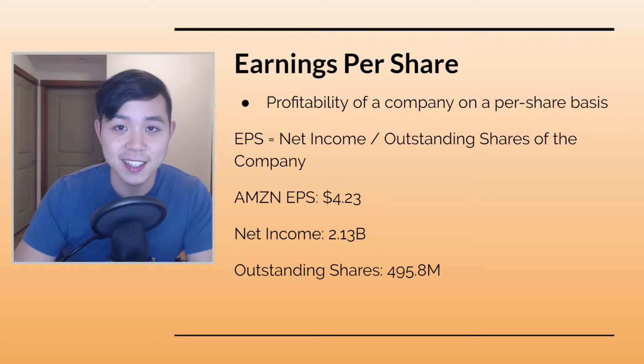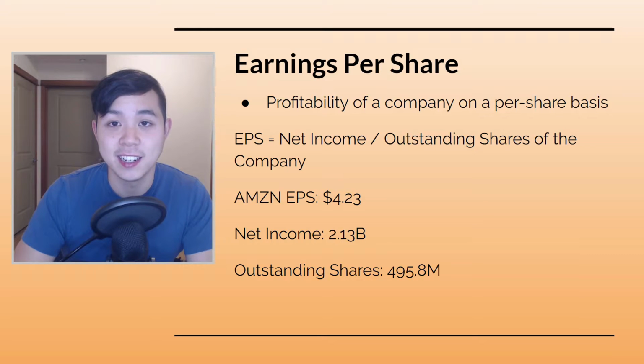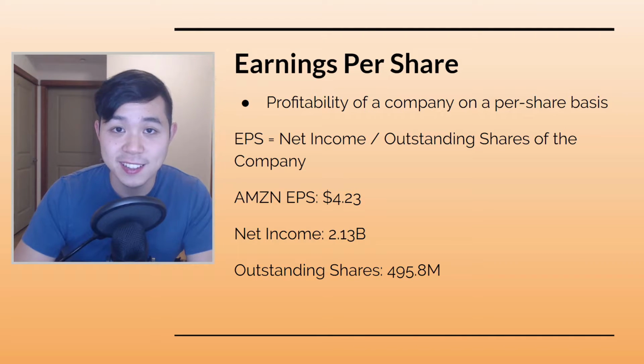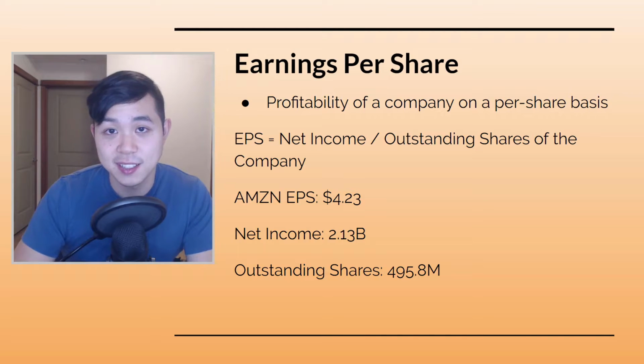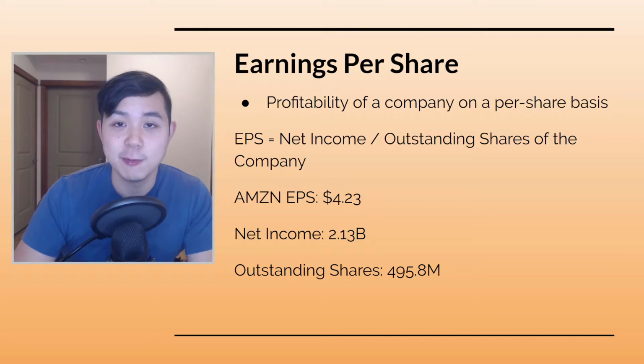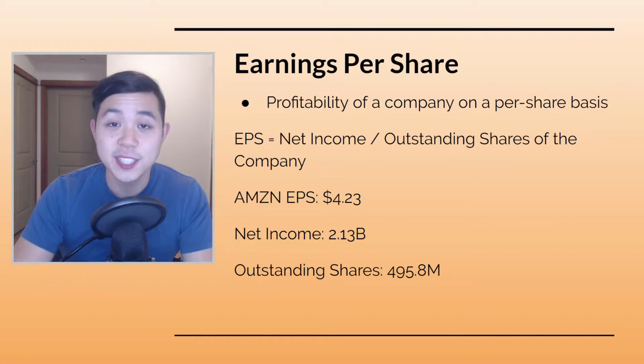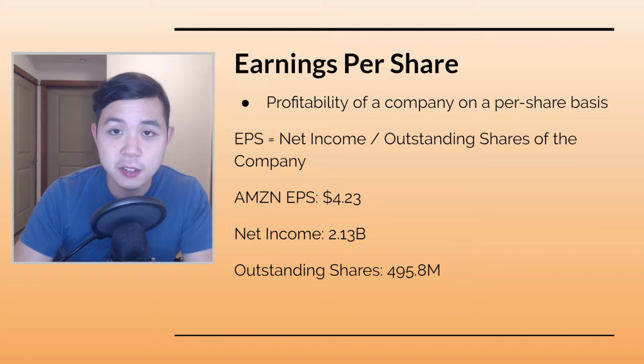So recently, Amazon reported a net income of around 2 billion, and they have outstanding shares of about 500 million. So that gives us an EPS of $4. And if you take this $4, you might be wondering, wow, isn't Amazon going down? This is lower than last year.